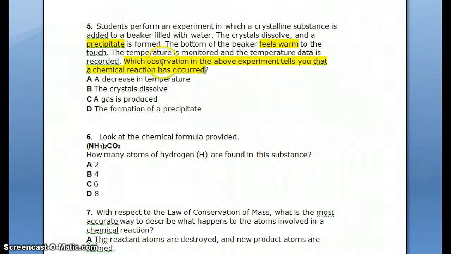So what evidence do I have that a chemical reaction's occurred? Was there a decrease in temperature? Well, no, there was actually an increase in temperature. The beaker felt warm. The crystals dissolved. Well, crystals dissolving is a mixture, and that's a physical change. A gas is produced. Well, nowhere in here did it say that there was a gas being produced. Or the formation of a precipitate. And right here in the question, it tells us that a precipitate was formed. So your best answer is D, the formation of a precipitate.